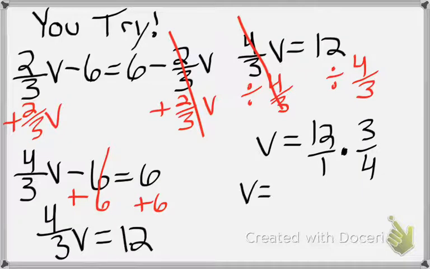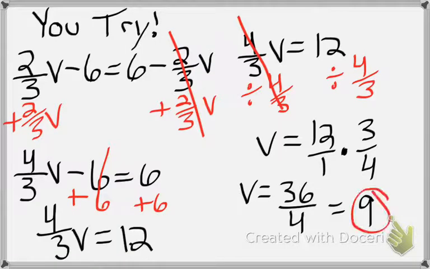So go straight across. 12 times 3 is 36. 1 times 4 is 4. 36 over 4, well, that simplifies to 9. And that's where we got our answer, v equals 9. So make sure you have the full steps shown for how to solve this. I ran out of room, so I had to move over to the right to finish it.